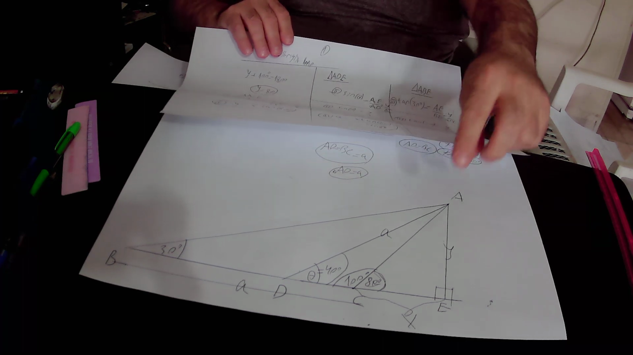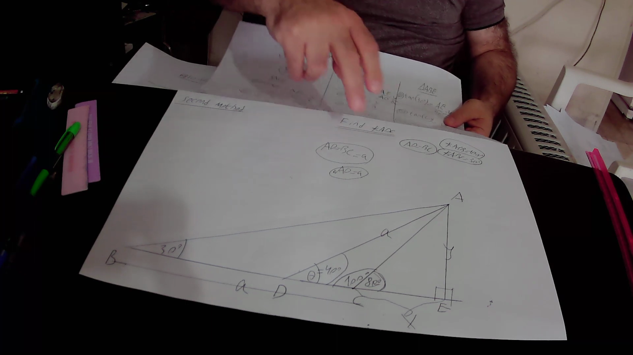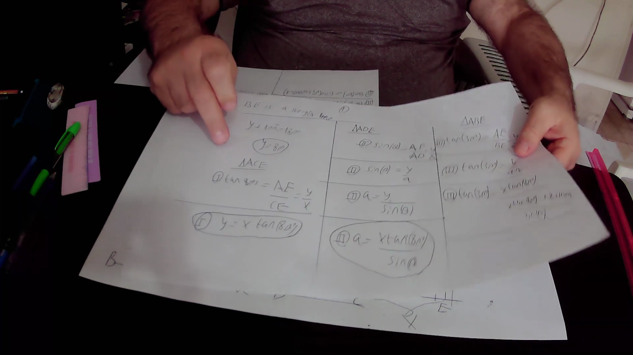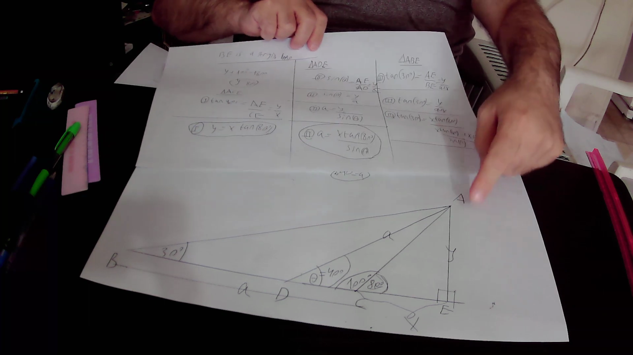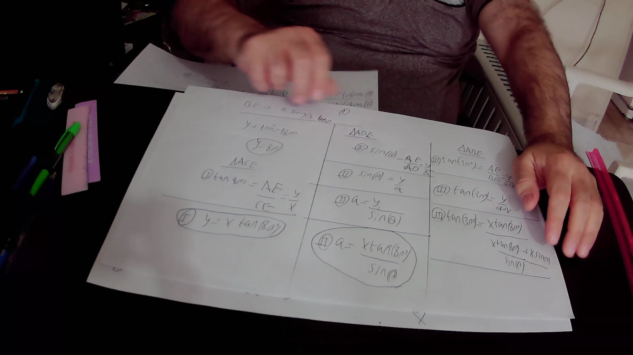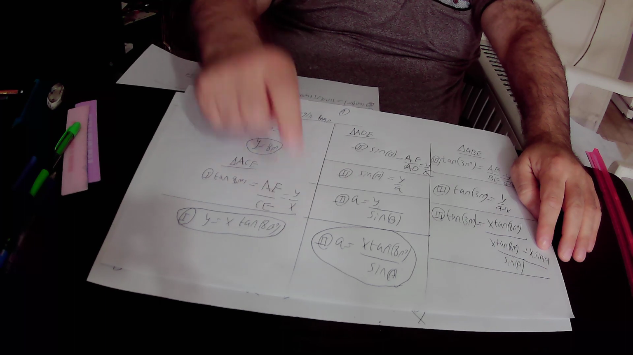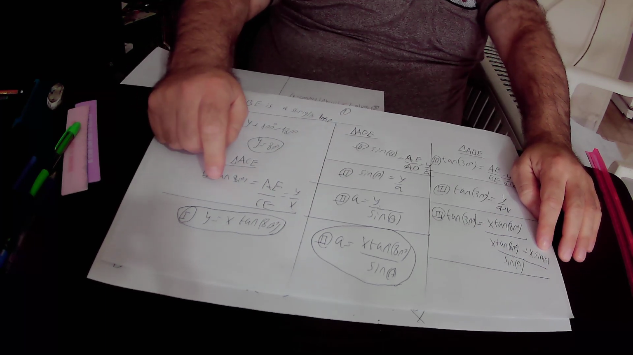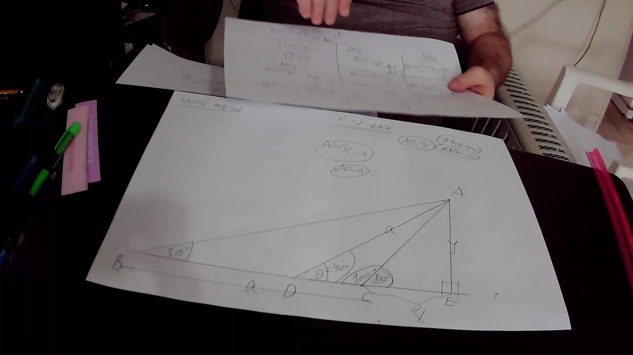Then we focus on this right triangle, triangle ACE. In the right triangle ACE, tangent 80 degrees equals AE over CE. AE equals Y according to our definition, and CE equals X according to our definition. So in conclusion, in triangle ACE, tangent 80 degrees equals Y over X. Here we multiply this equation number 1 by X, and we found out that Y equals X tangent 80 degrees. Then we focused on the right triangle, triangle ADE.